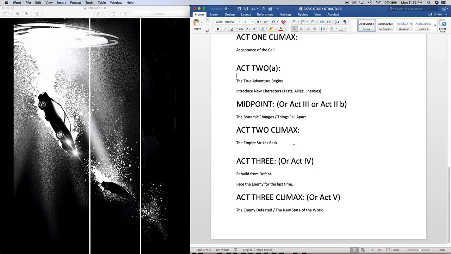So instead of just the witness, now it becomes an element of this more nefarious plan, right? So the addition of a midpoint has made the act two climax even more impactful than it was in our previous three-act structure version of the narrative. And so act three is about rebuilding from defeat. Well, now you've got a little more story meat to play with.